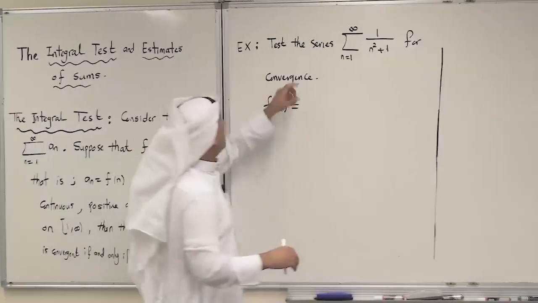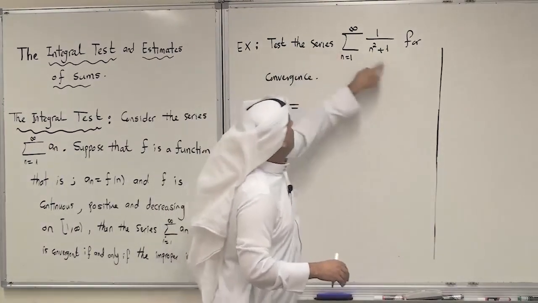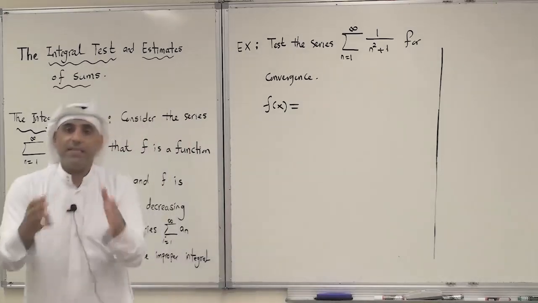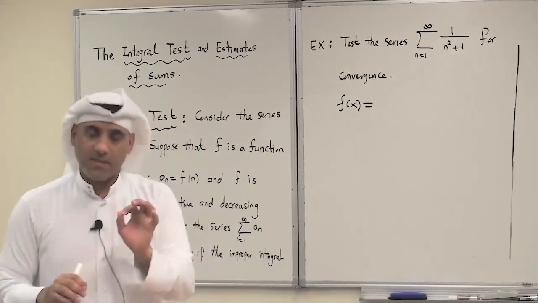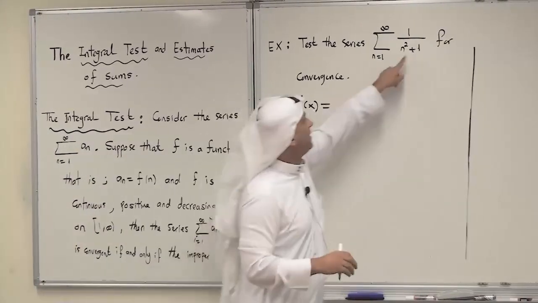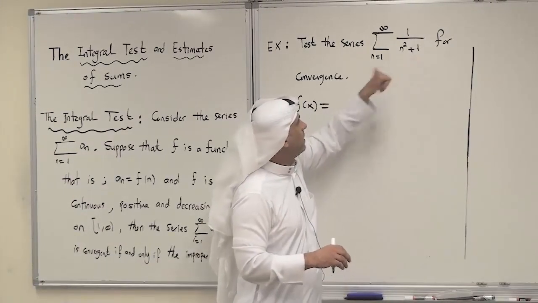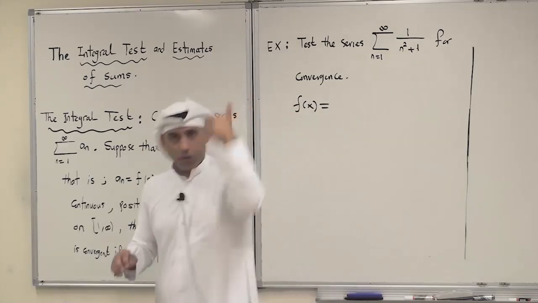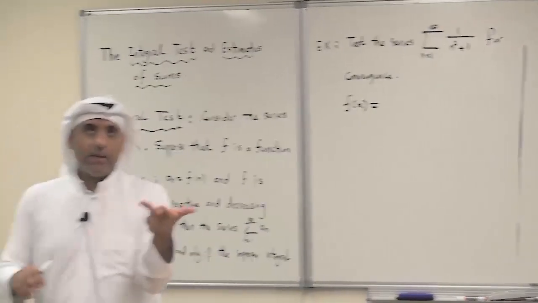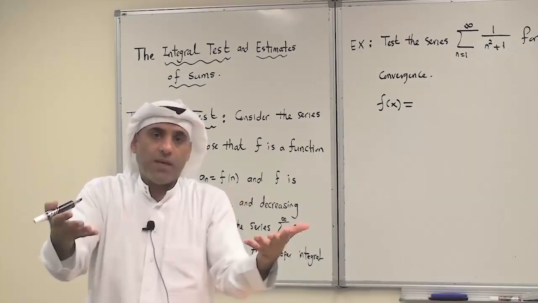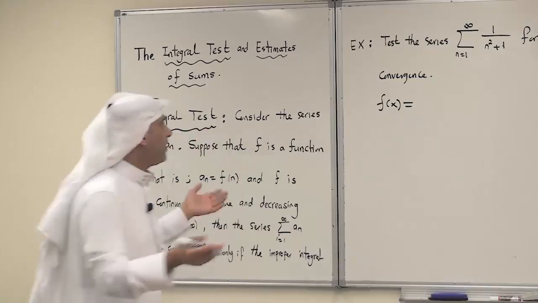We have a question that says, test the series for convergence. Okay, so we need to ask ourselves, can we apply the integral test? The answer: if we can define a function that agrees with the sequence at the integers, and second, that function is positive, continuous, and decreasing on the interval from n to infinity or 1 to infinity, then we can apply the test. Okay, let us see if we can do so.